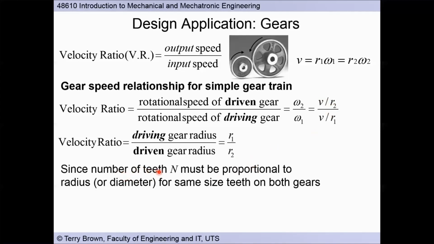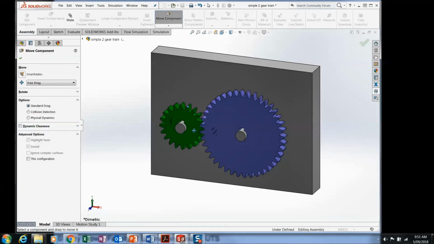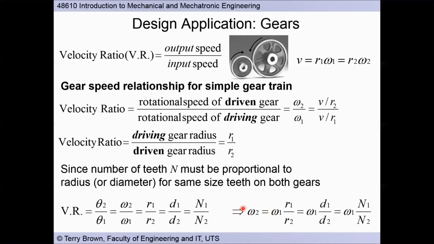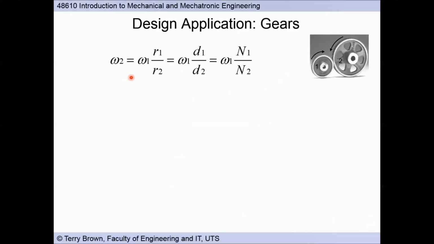Okay, since the number of teeth n must be proportional to the radius or the diameter of the gears for the same size teeth on both gears, in order to have our meshing, if we go back to our SolidWorks, to get this meshing to occur, obviously these teeth must be the same size, and so they must be proportional to the radius or diameter. So we can put all that together and have our velocity ratio equal to the different ratios of output rotation, output speed, and radius of the gear, diameter of the gear, and the number of teeth on the gear. So we can use all of that also to write expressions for the output speed of the gear relative to the input speed of the gear based on the radius, diameter, and number of teeth on the gears. Okay, so I've just carried that across.